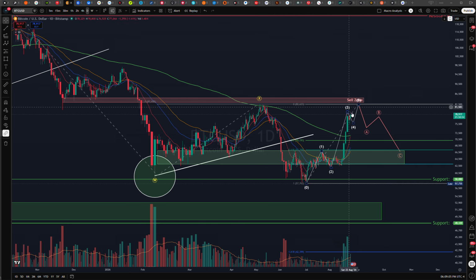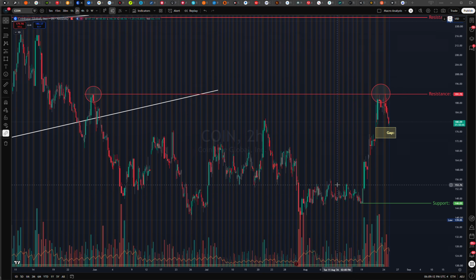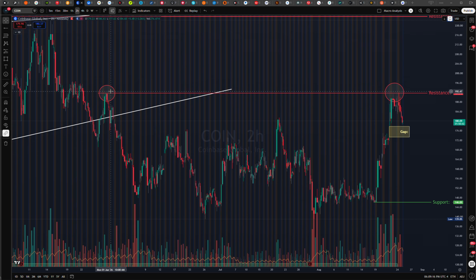Yeah, Bitcoin hitting a sell zone. I would want to see this in Bitcoin. And one of the things I was looking at is Coinbase. So Coinbase, something I want you guys to pay attention to, and this is the last thing I'm going to talk about.